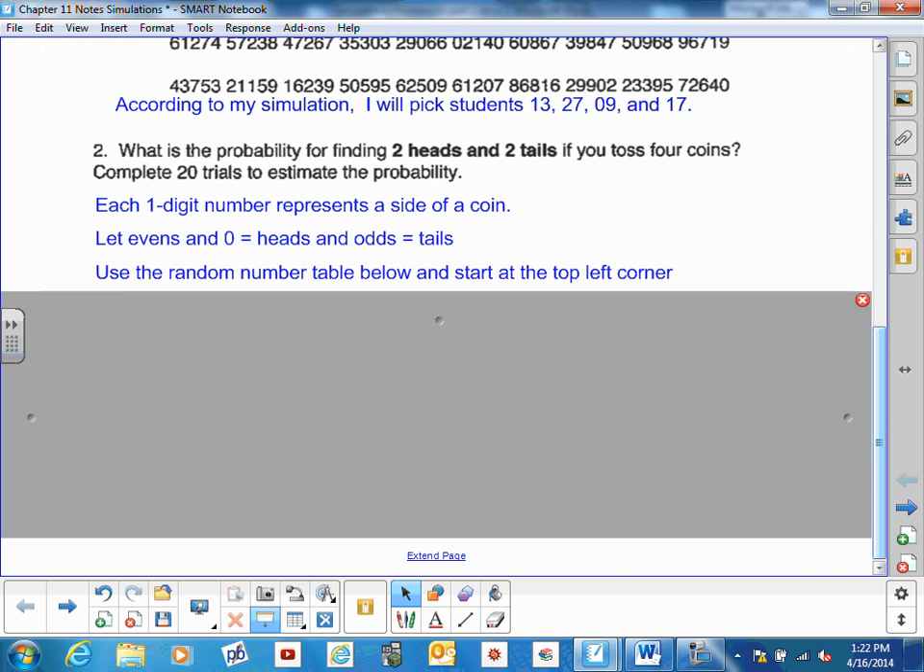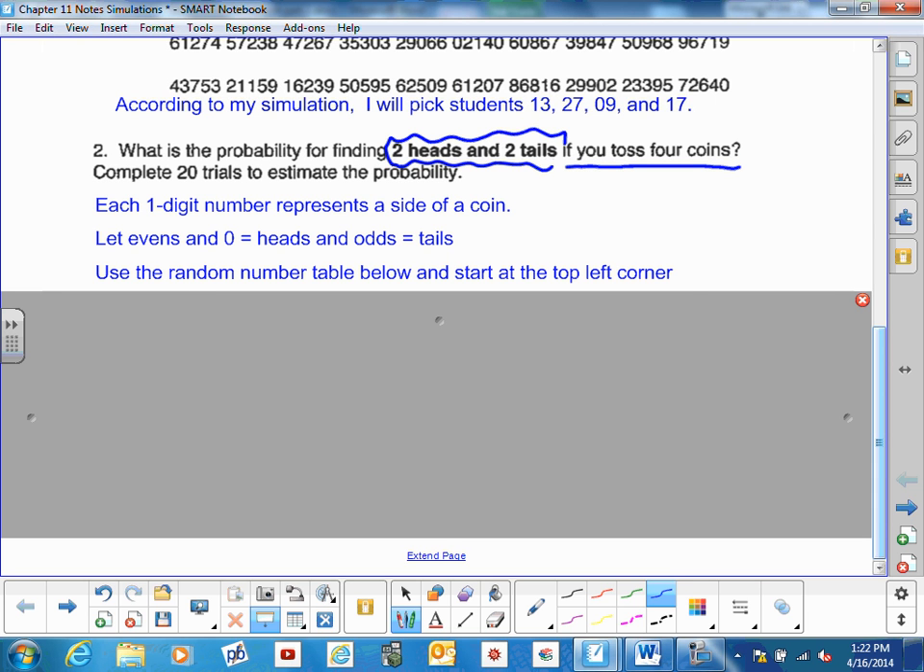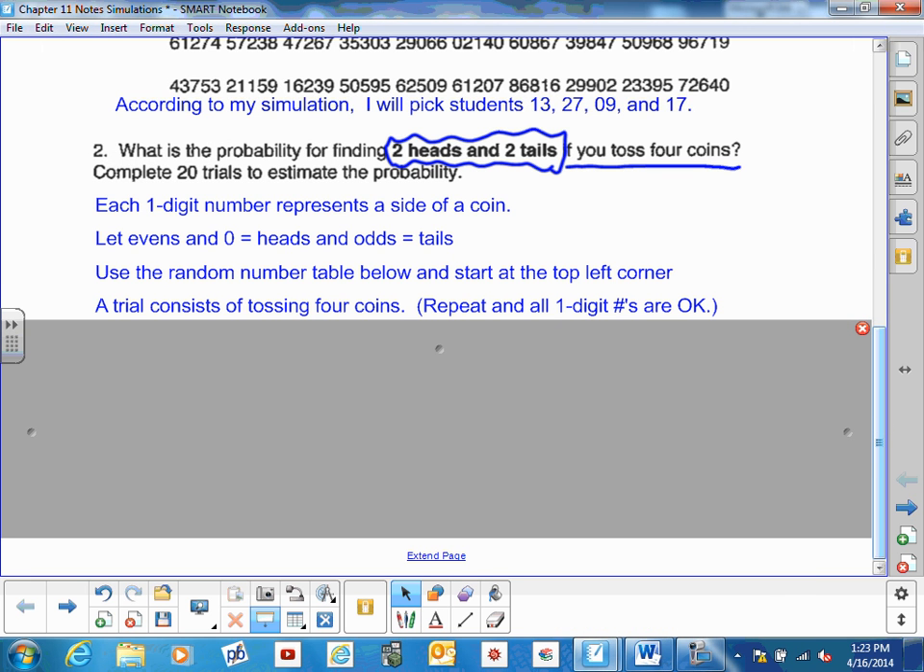It is not. It is saying you toss the coin 4 times. So the tossing of the coin 4 times is a trial. And then you are going to see if this occurred or not. So be careful in your understanding of what a trial is. So here, a trial consists of tossing 4 coins.